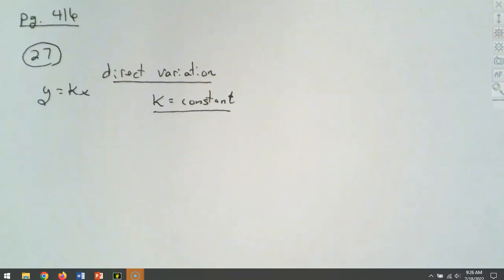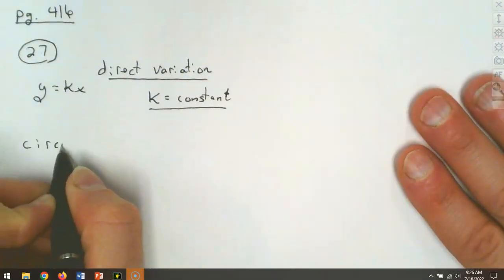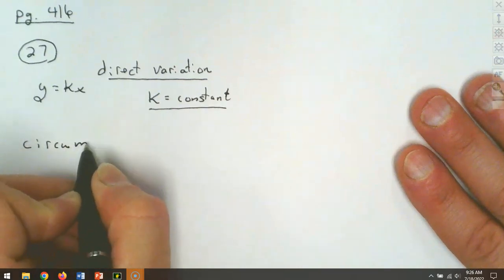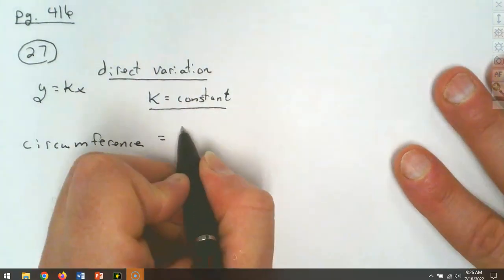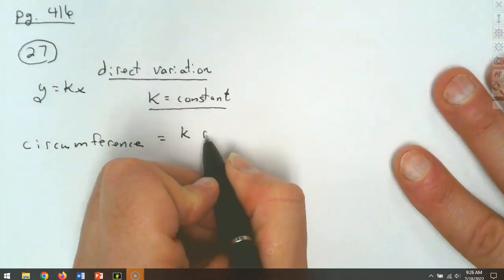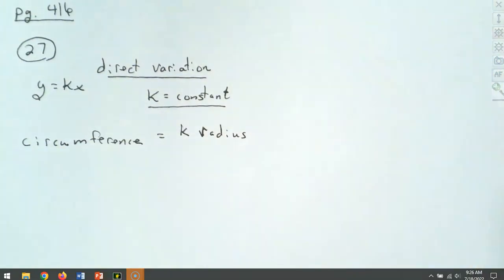So it says they vary directly. A circle with a radius of 7 inches has a circumference of 43.96 inches. So we need to write this as one varying with the other. The circumference varies directly as the radius. So the first one we see is the circumference, and that's going to vary with some constant k to the radius. So that's going to be our formula.